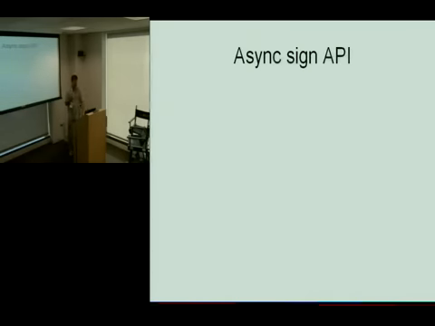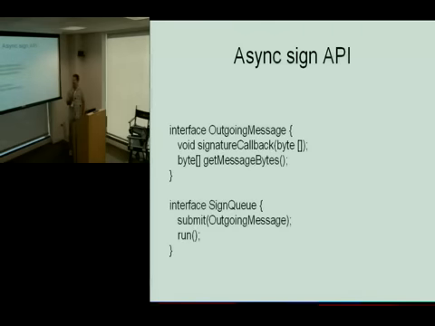So to actually use this, you need a synchronous signing API. And here's an example of one such API. You have an outgoing message, and you have a signature callback that's called with the byte array. And of course, you can also request for the message bytes to be signed. Now, in my implementation code, I actually pass back a protocol buffer builder object.